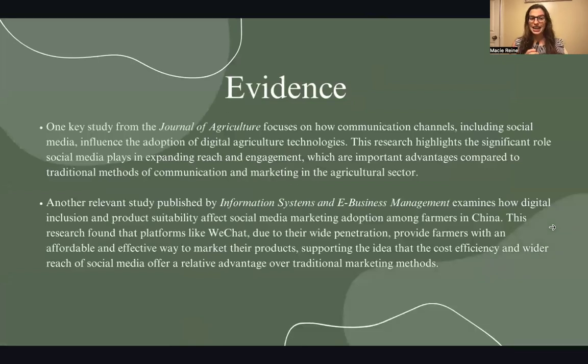Now, I would like to highlight some evidence of these facts and theories I just provided you. One key study from the Journal of Agriculture focuses on how communication channels, including social media, influence the adoption of digital agriculture technologies. This research highlights the significant role social media plays in expanding reach and engagement, which are important advantages compared to traditional methods of communications and marketing in the agriculture sector.